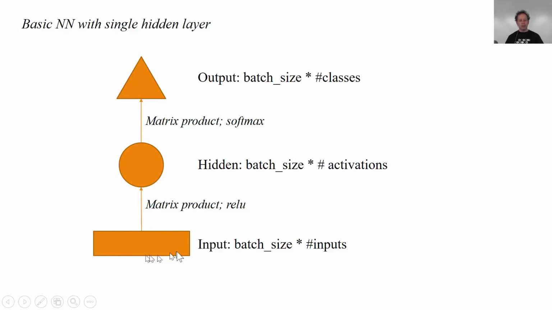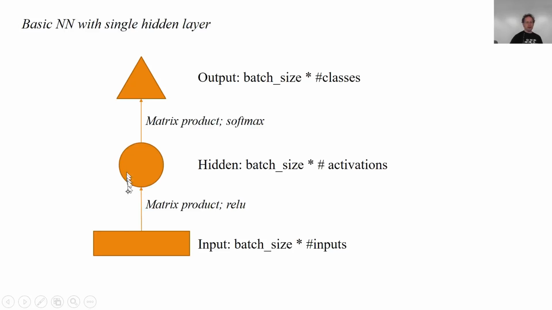So here, my rectangle is an input with number of rows equal to batch size, and number of columns equal to the number of inputs, the number of variables. My first operation is going to represent a matrix product followed by a ReLU, and that's going to generate a set of activations. Remember, an activation is a number that's being calculated by a ReLU or a matrix product or whatever. So this circle here represents a matrix of activations.